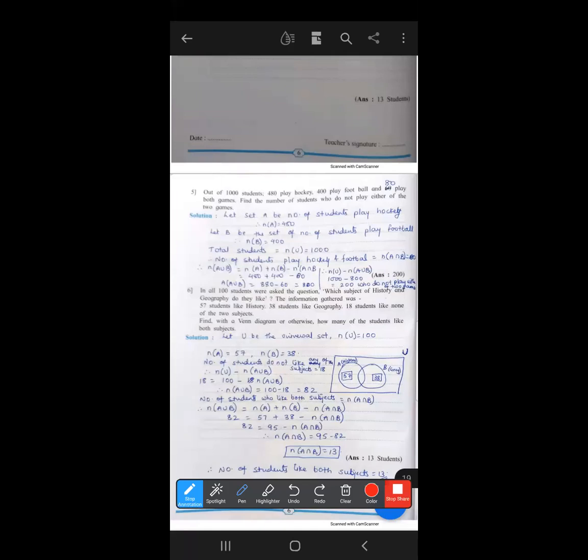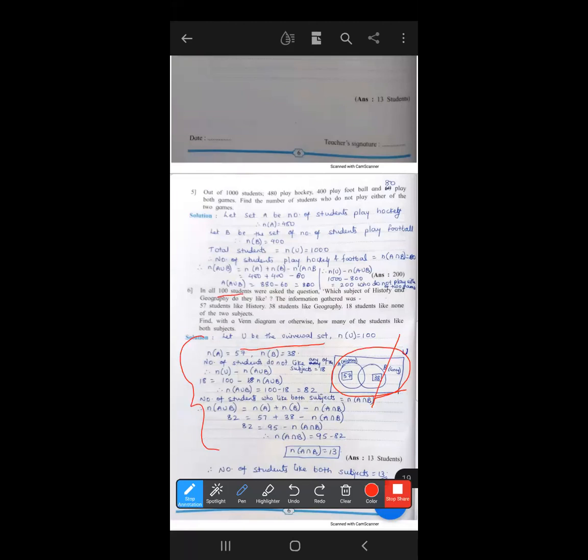So here, the Venn diagram is not important, because they have told that find with a Venn diagram or otherwise. That means you can skip the Venn diagram and solve in the space which is provided to you. Okay, you can do both, or only the Venn diagram, any of these. So here also let U be the universal set, as n of U is equal to how many? 100 students are there.